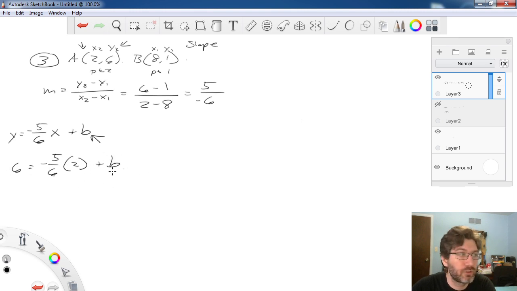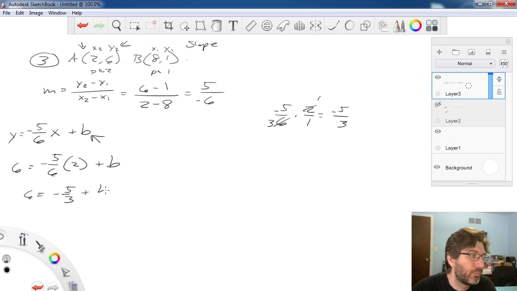And now you have just one unknown. You're just going to solve for b. That's all you're going to do. You can do your algebra to solve for b. Here we're going to combine like terms first. So negative 5/6 times 2. Again, this can pre-cancel a bit. Not the greatest work, but you get negative 5/3. Yeah, that's all you're doing there. So you're back here to 6 equals negative 5/3 plus b. Then you're going to go ahead and add 5/3 to both sides. So 6 and 5/3 equals b.